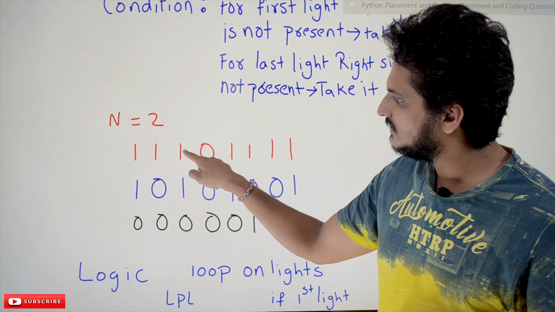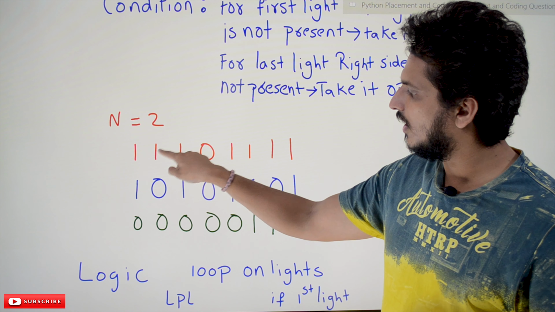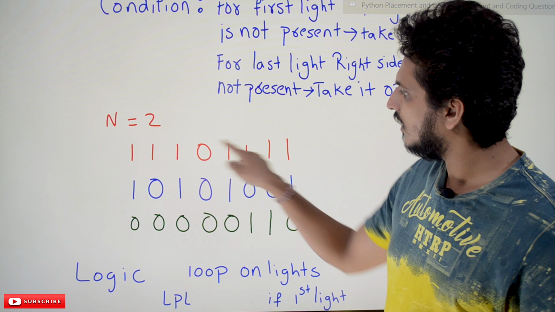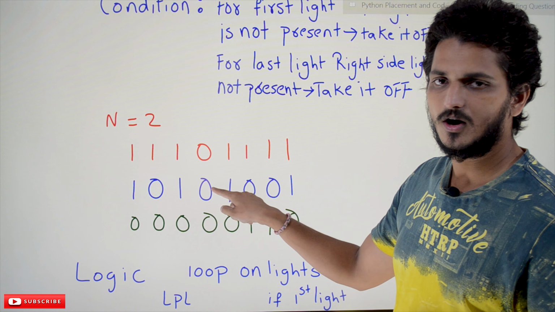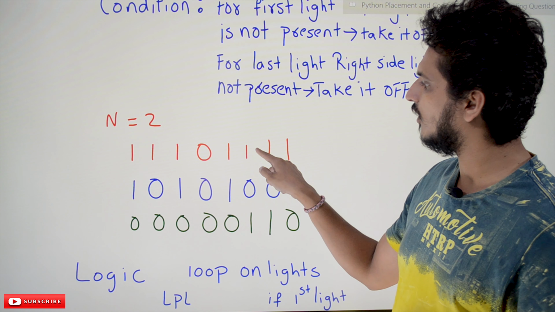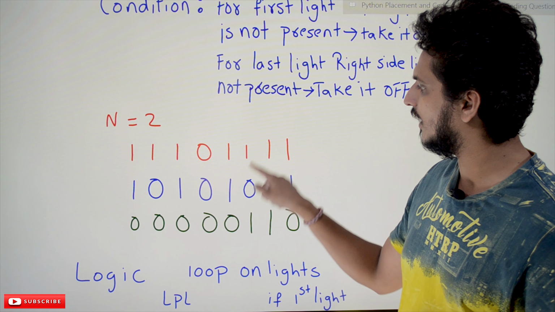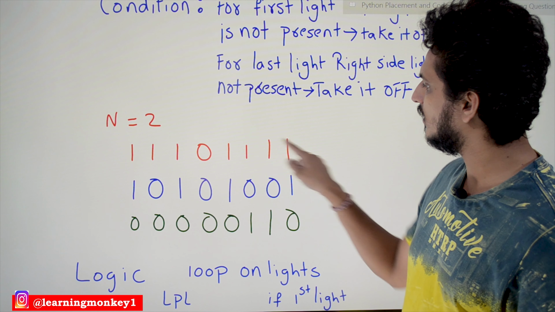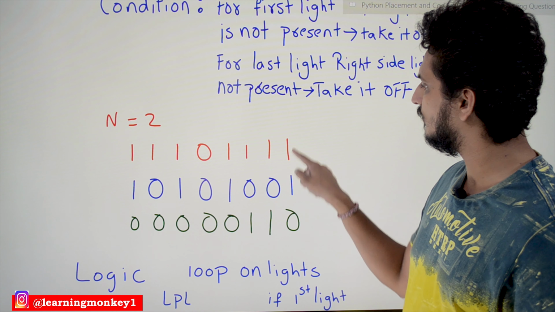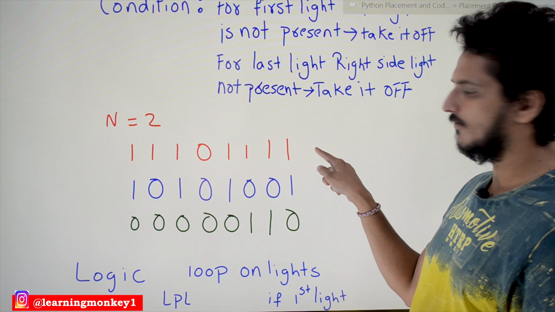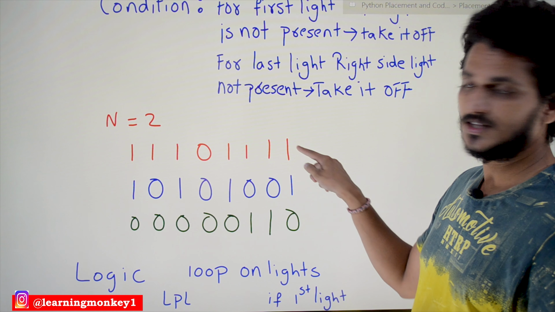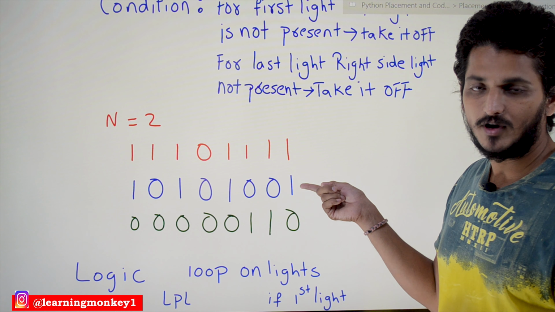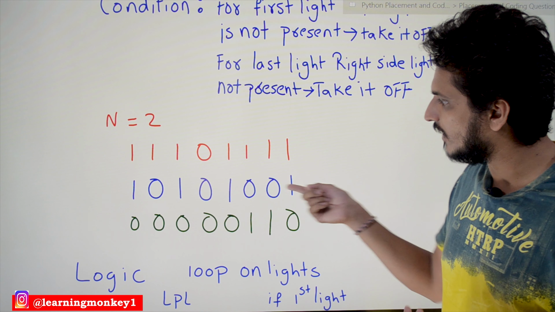Take this light: on and off, so the next day this light will be on. Take this one: off and on, the next day the light will be on. Then on, and the next day this light will be off. On and off, and the next day this light will be on. So one day is completed.